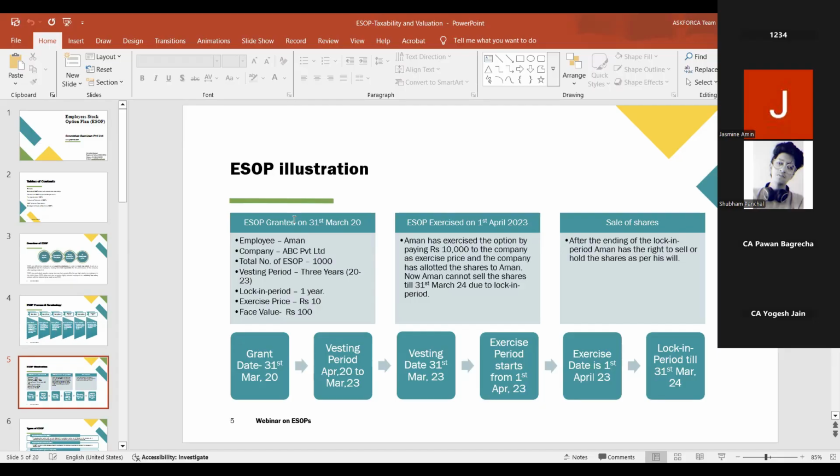And there is a lock-in period of 1 year. So after 31st March 24, he can sell those 1000 shares of the company to anyone in the market. And after selling that, there is a capital gain he has to pay tax on.